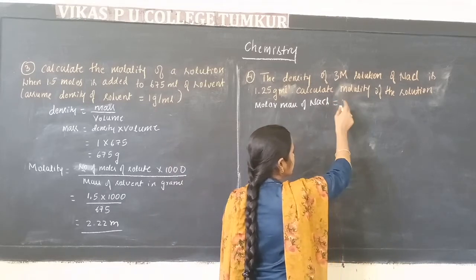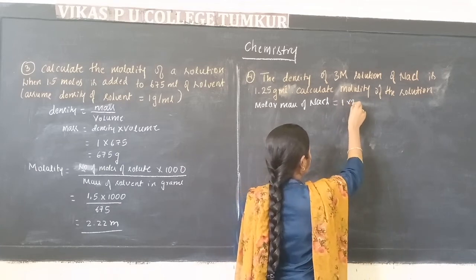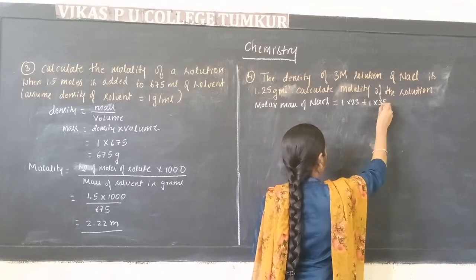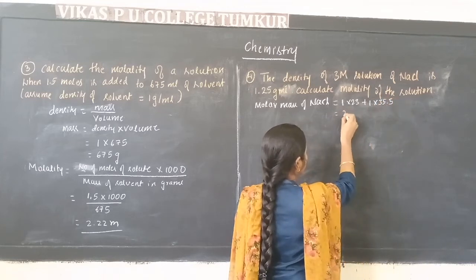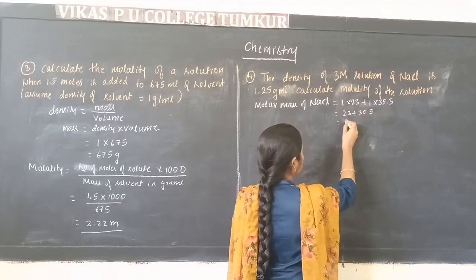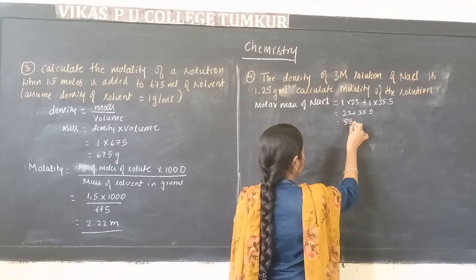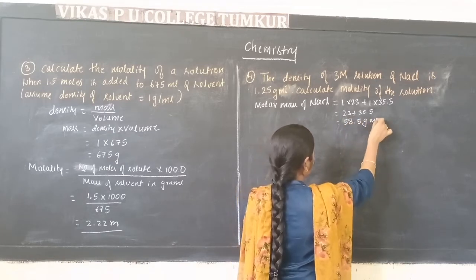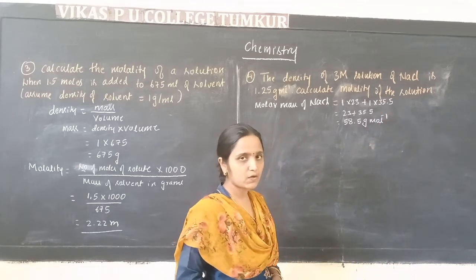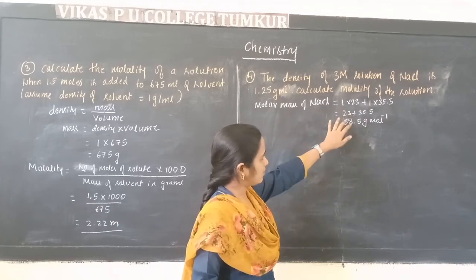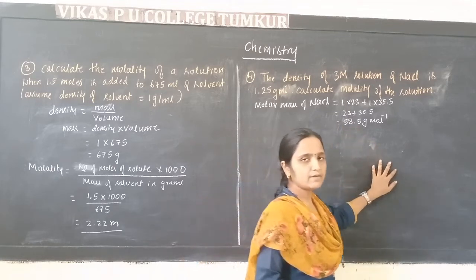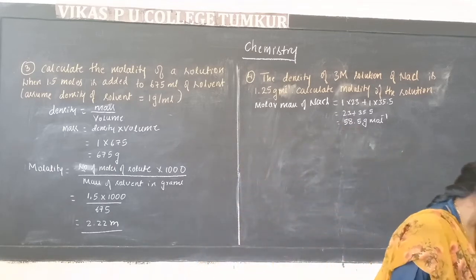Sodium atoms in the sodium chloride is 1. The 1 into 23 plus the number of chloride atoms is 1, 1 into 35.5. We are going to get 23 plus 35.5, that is 58.5 gram per mole. That is the molar mass of the sodium chloride, 58.5 gram per mole.